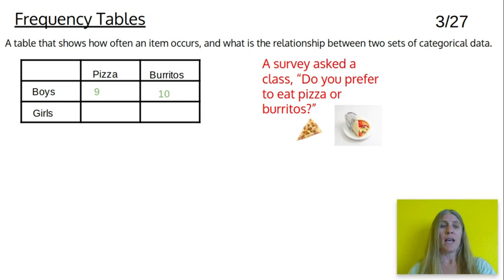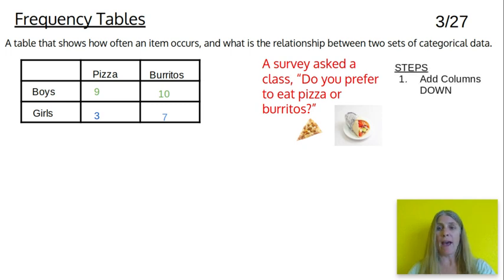We found out that for boys who prefer pizza, there were 9 of them in my class, and 10 preferred burritos. My girls, on the other hand, we had 3 that preferred pizza and 7 who preferred burritos. So we're going to take this, and as you can see, it's a frequency table, and we're going to analyze the data.